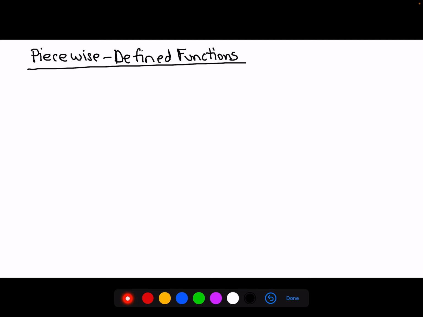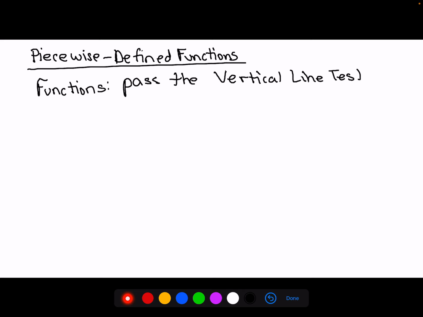These are functions in the same sense that you're already familiar with. They are relations where each input has exactly one output. If you were graphing them, they would pass the vertical line test, or the VLT.